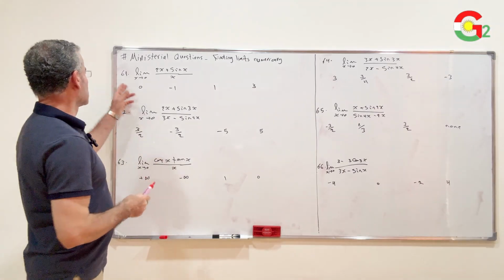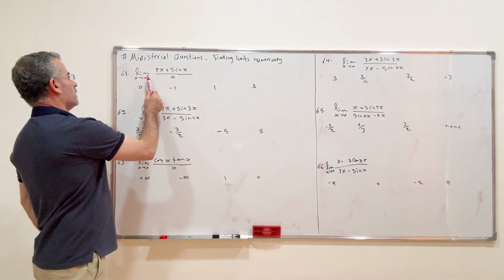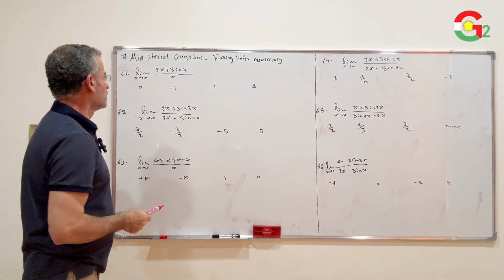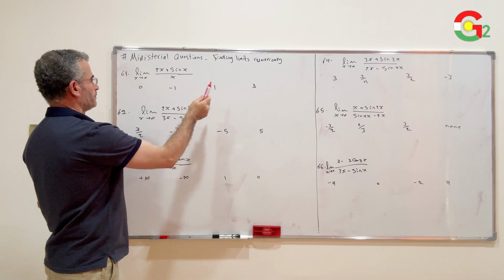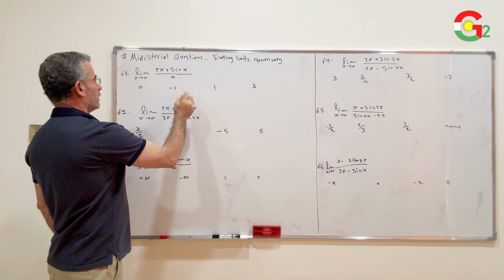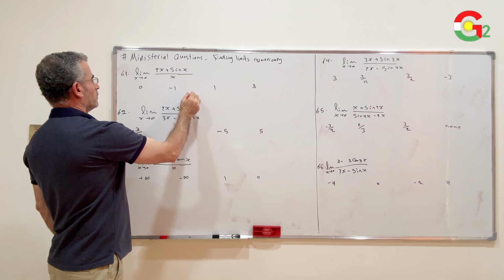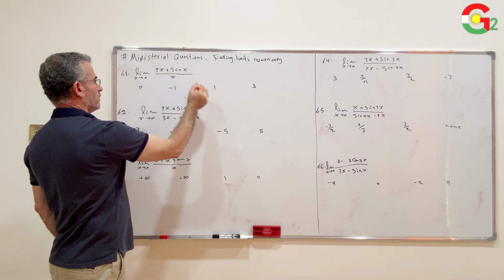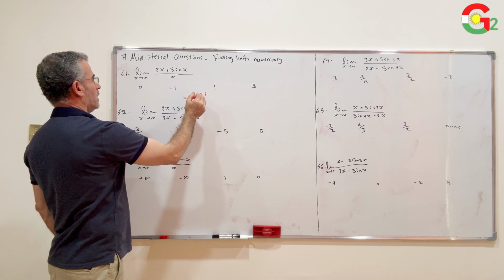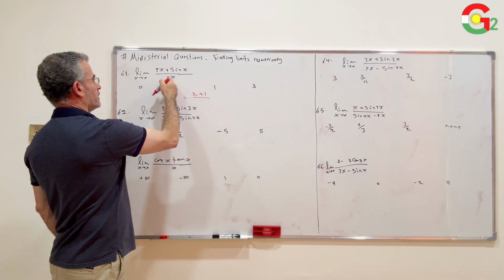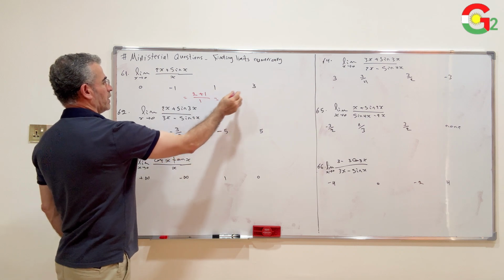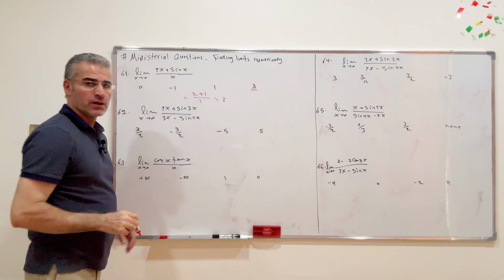Question number 61. Find the limit when x approaches 0 of 2x plus sine x over x. We apply the rule of trigonometric functions. This limit will be 2, the coefficient of x here, plus the coefficient of x inside the sine over the coefficient of x in the denominator, equal to 3. Choice D.